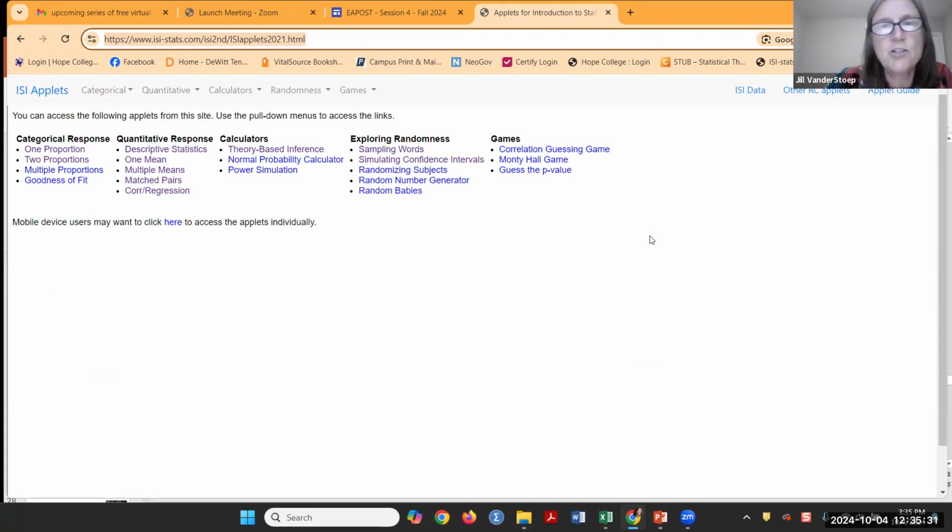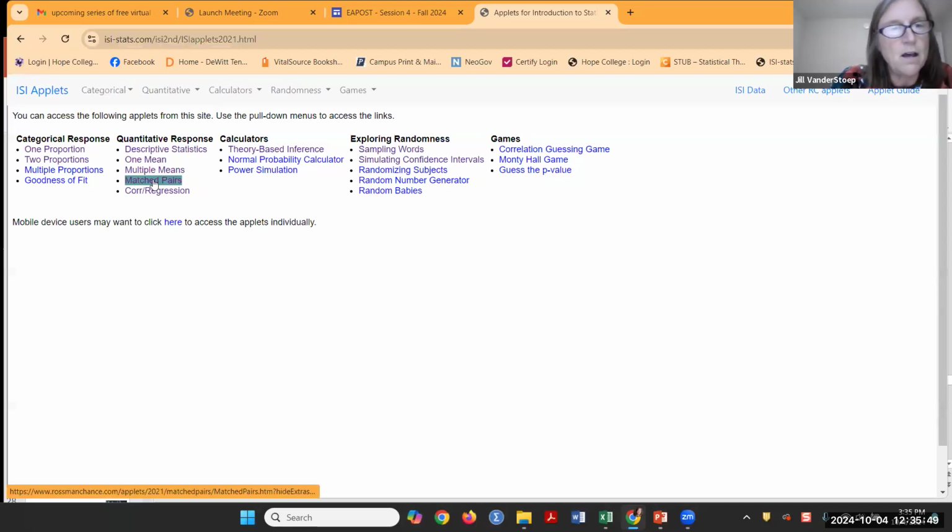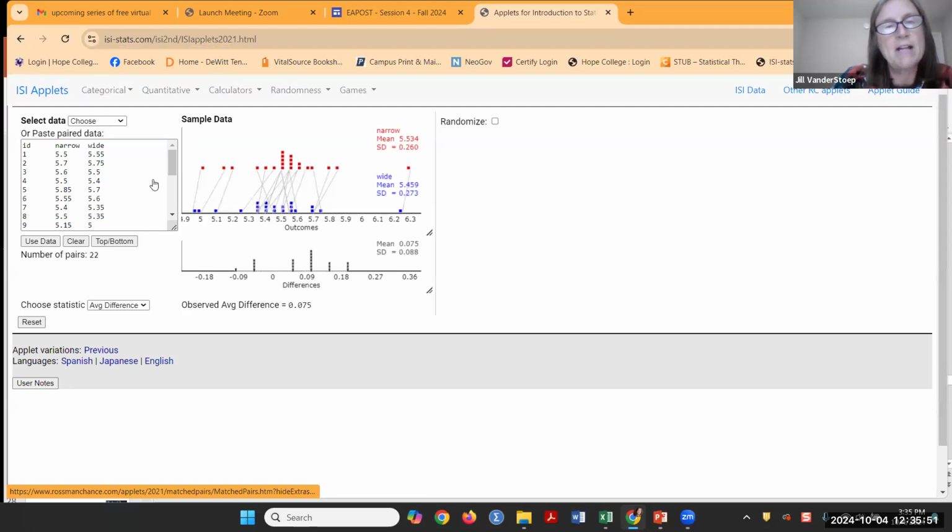So this is the matched pairs applet. Once you get to that applet page, they're nicely divided by our type of response variable, and we've got a quantitative response, distance run, and we're looking at paired data. So we want to click on the matched pairs applet. The default data is actually that narrow and wide angle base running data that I talked about. And so that's a fun one to look at.